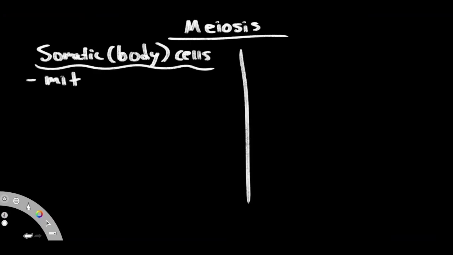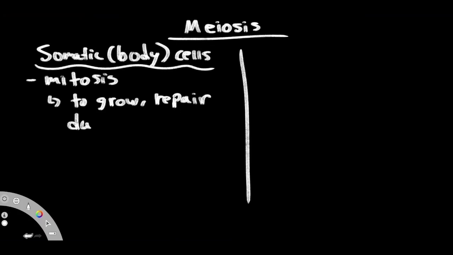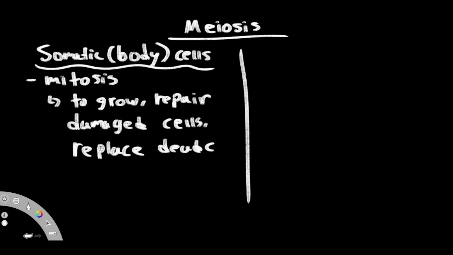So in somatic cells, these are the body type cells. They undergo mitosis. For what? To grow, repair damaged cells, or replace dead cells. And they're also known as diploid cells.